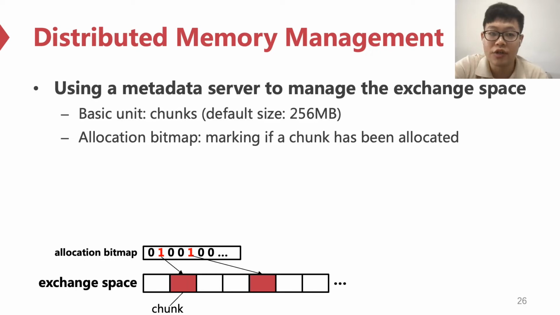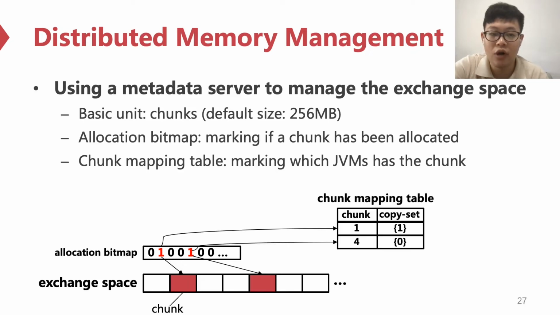Now, the third challenge is managing memory in a distributed environment. ZCOT uses a metadata server to manage the exchange space. The basic unit for management is a chunk. Since ZCOT is mainly designed for big data analytics, the default size is quite large: 256 megabytes. ZCOT further uses an allocation map, which marks with one bit whether each chunk has been allocated. ZCOT also uses a chunk mapping table to mark which JVMs have a copy of a chunk. In the example, chunk 1 is copied by JVM 1 and chunk 4 is copied by JVM 0.